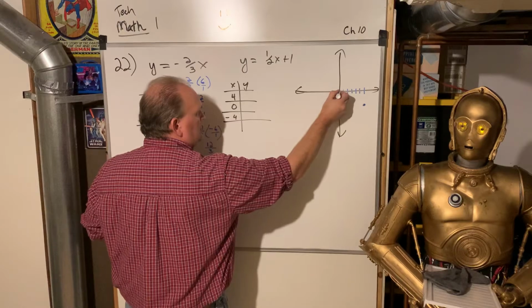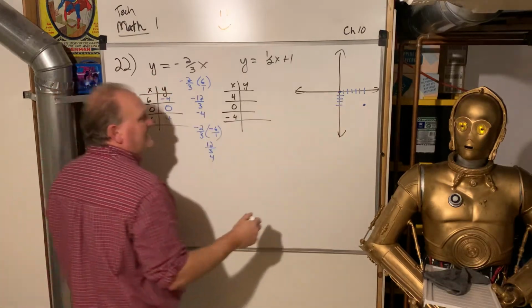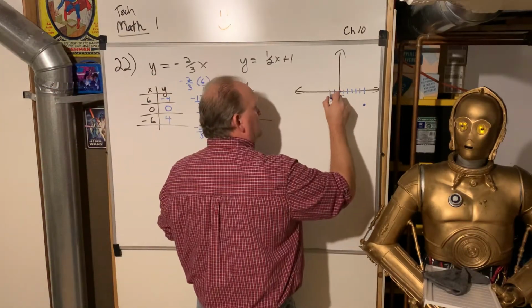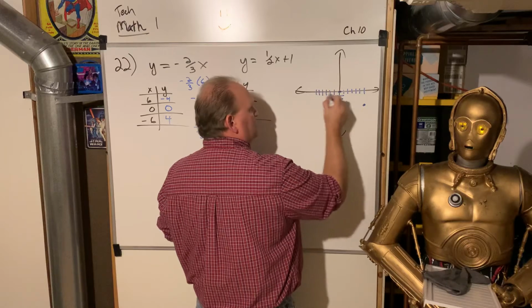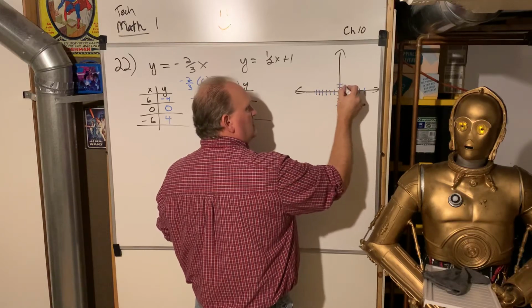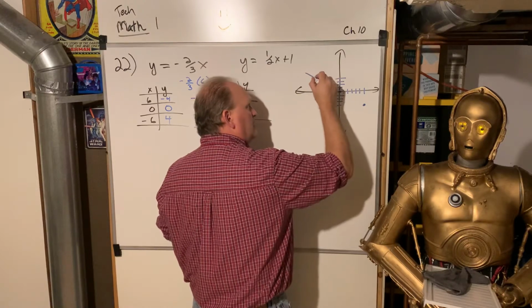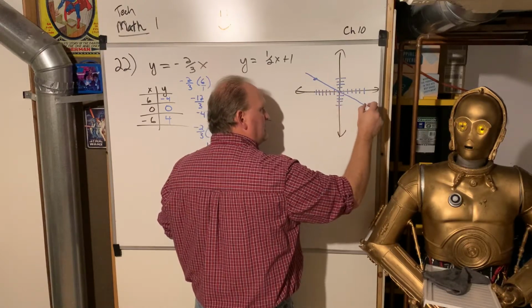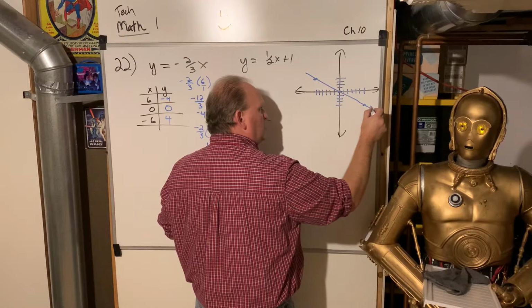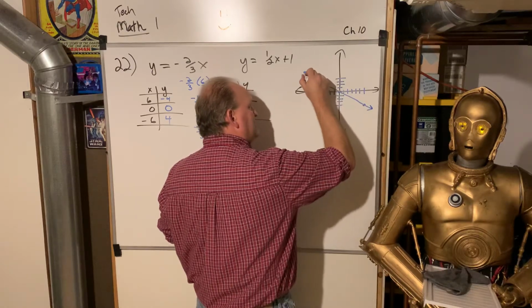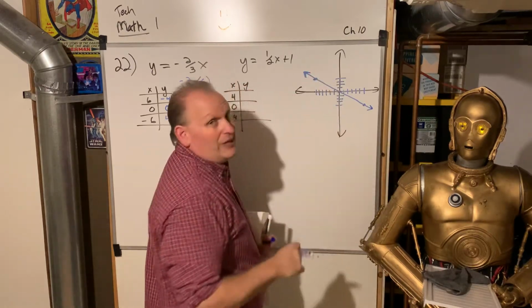0, 0. That's the origin, so that's easy. Negative 6, positive 4. 1, 2, 3, 4, 5, 6. So negative 6, and then 1, 2, 3, 4, positive 4. And then connect the dots, and make sure to put the arrows on the lines. That signifies that that's going on infinitely.